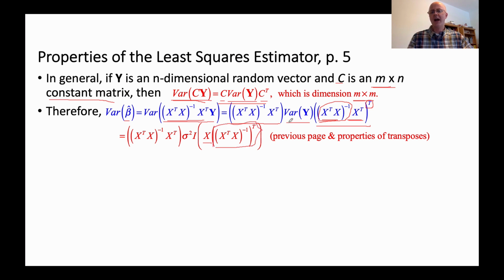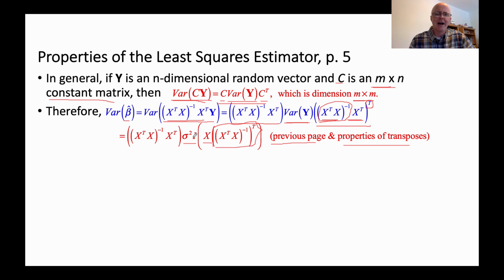I also use the fact that for our general linear regression model, the variance-covariance matrix, as we saw, simplifies to a constant multiple of the identity matrix. The constant here is sigma squared, which is the assumed variance of the original error terms. All right, so that's the previous page. That's the sigma squared I and properties of transposes. Keep going. What else could we do?